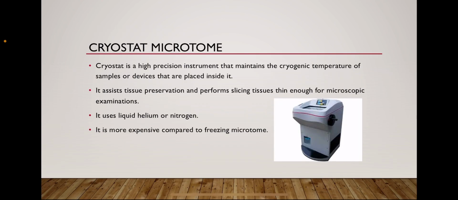And the next is cryostat microtome. Cryostat is a high-precision instrument that maintains the cryogenic temperature of samples or devices that are placed in it. It assists tissue preservation and performs slicing of tissues thin enough for microscopic examinations. It uses liquid helium or nitrogen. It is more expensive compared to freezing microtome.